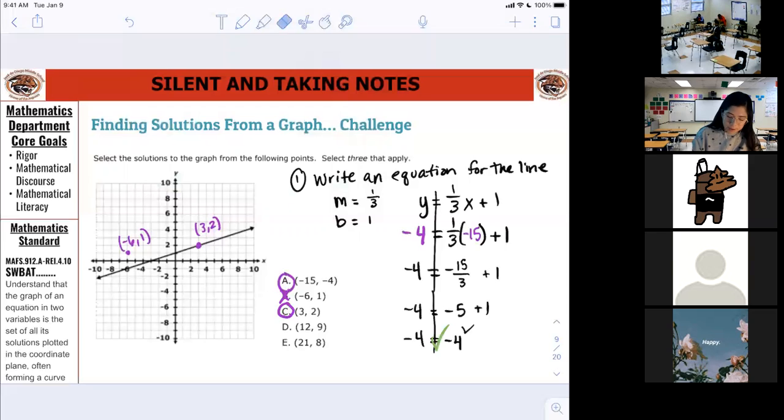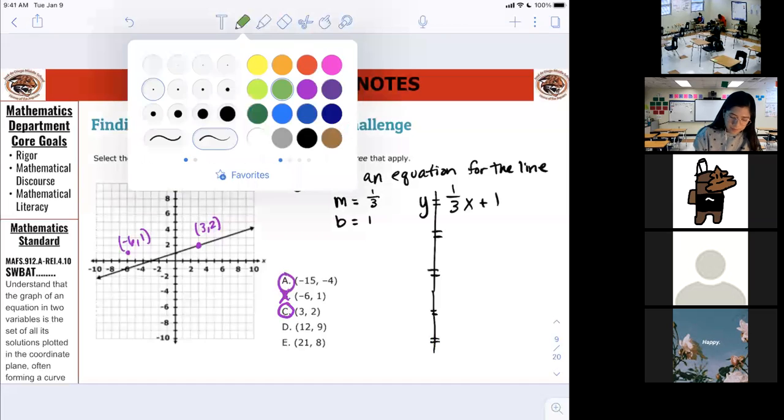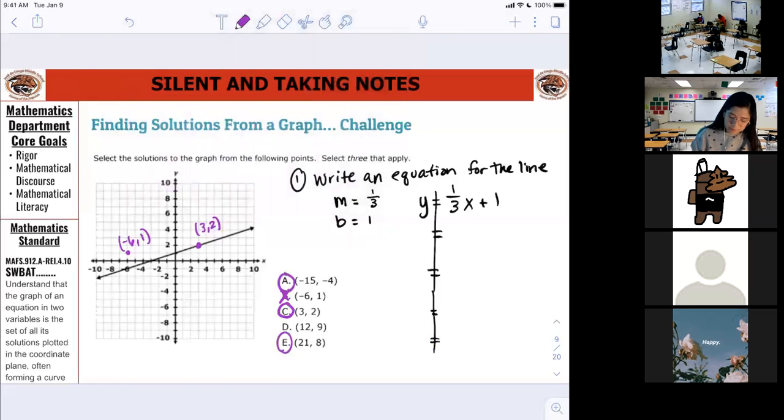Okay, next up. What's another one that is correct? E. E is correct. Good, let's check it out. Okay, so for E, I'm plugging in 21 for X, and then 8 for Y. Okay, perfect. So here we go.